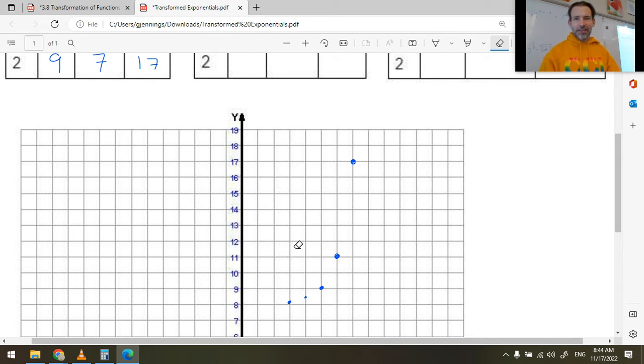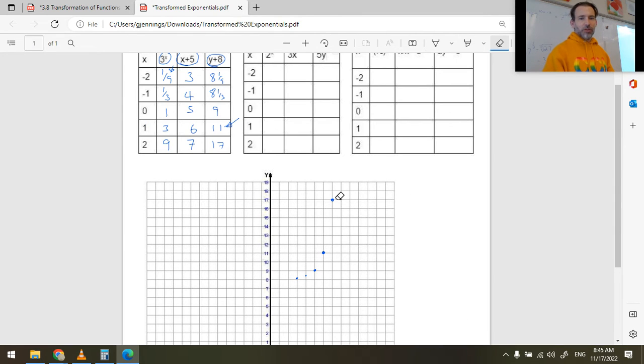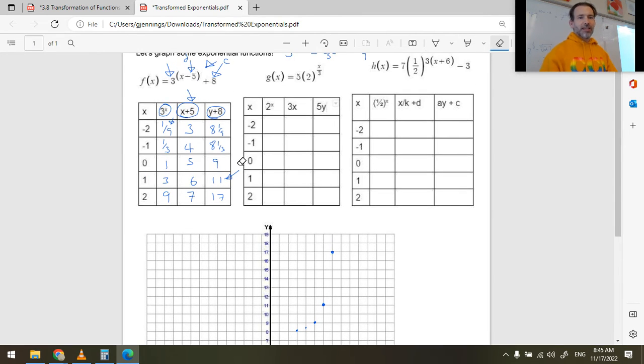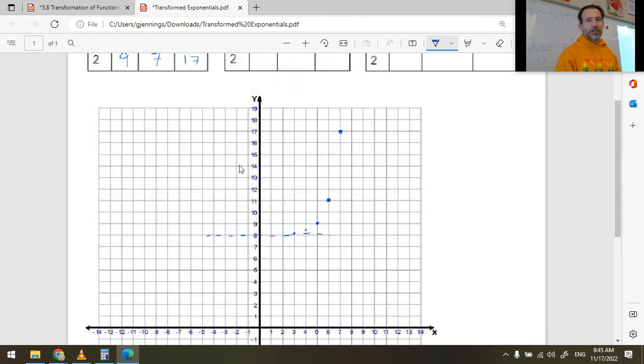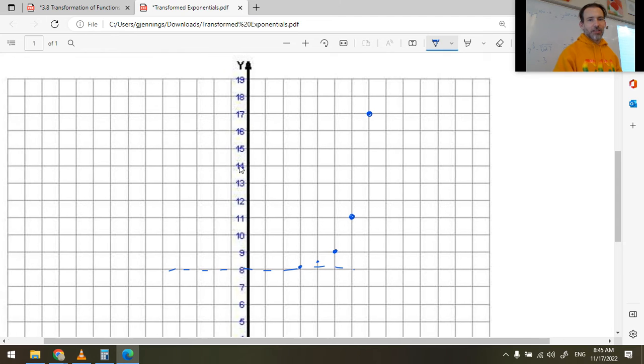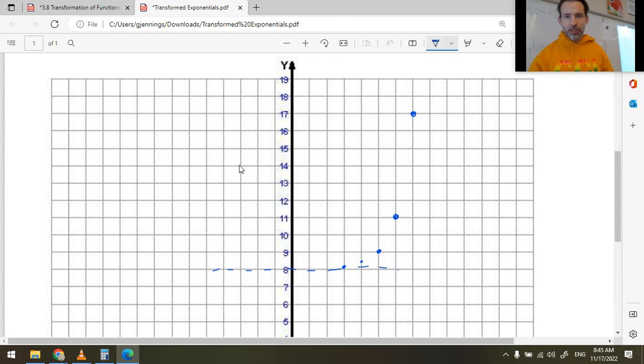So now we've got our points. The next thing will be, we've got those points graphed. Go ahead and take a look. What's the asymptote of this function? Y equals 8. So I'm going to go down and put a little dotted line here to remind myself not to cross that line while I'm graphing this. And then I'm going to go ahead and join these points with a smooth curve.